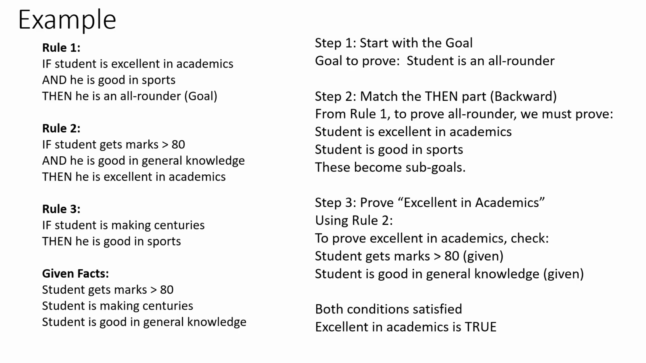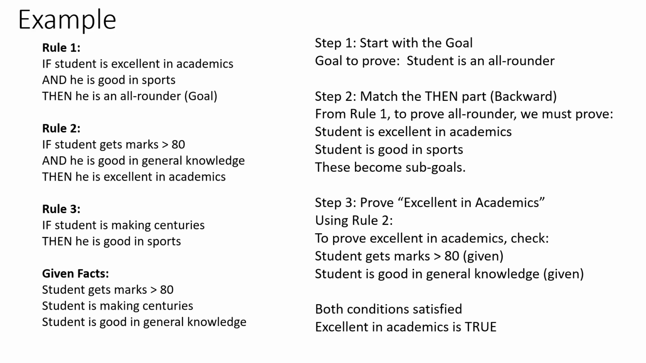So we will see an example. Here you can see the same example we already discussed with forward chaining, but now we will discuss how we can solve it with backward chaining. So here we have three rules. First one is, if a student is excellent in academics and he is good in sports, then he is an all-rounder. That is our goal state.